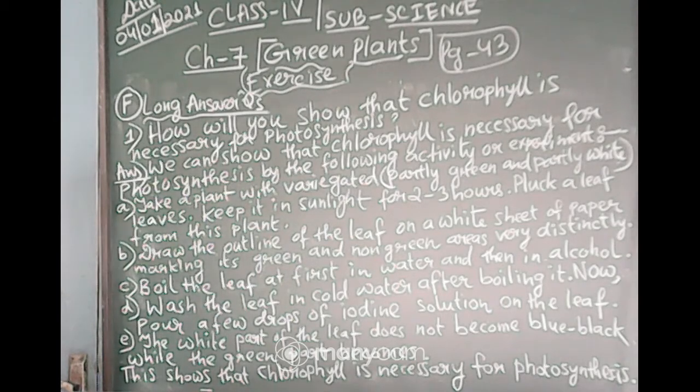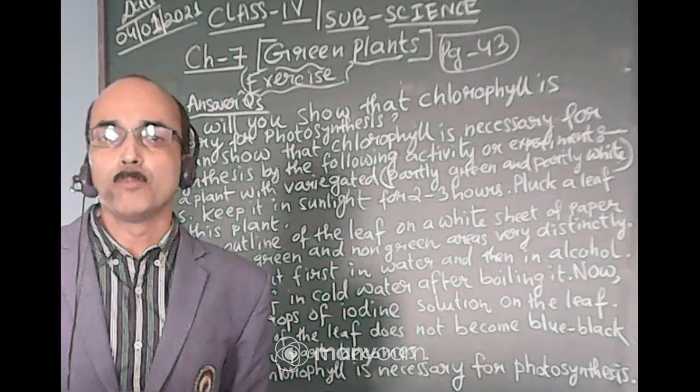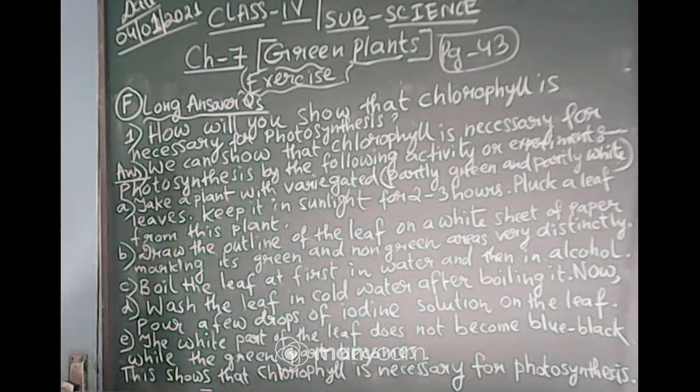Next point, the white part of the leaf does not become blue black while the green part becomes blue black. That means you are putting iodine solution to test for starch. If you add iodine solution, it changes to bluish black. So the white part of the leaf does not become blue black while the green part becomes blue black. This shows that chlorophyll is necessary for photosynthesis.